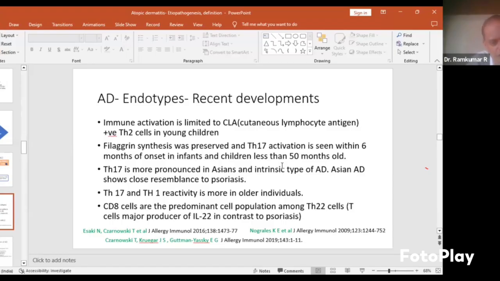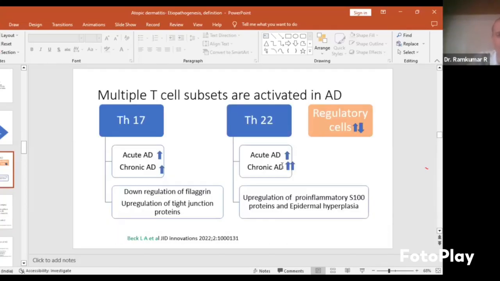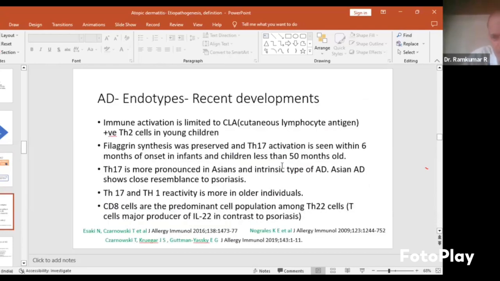So it goes in this way. Earlier there is Th2 activation, Th17 activation, then Th22, then Th1 probably, and Th9 cells also play a role in children, which is another type of cell in children. So 5 types of T cells are involved, and the regulatory cells do not function well in atopic dermatitis. So all 6 cell types are involved in atopic dermatitis in different proportions.